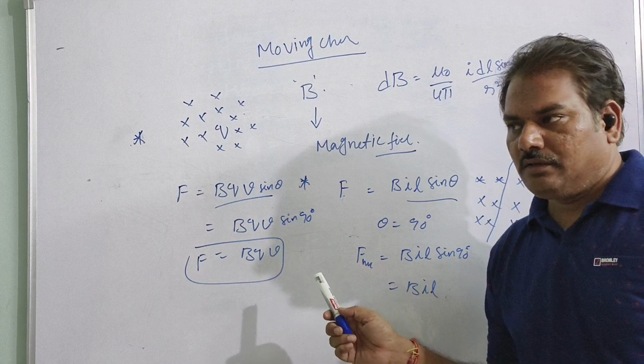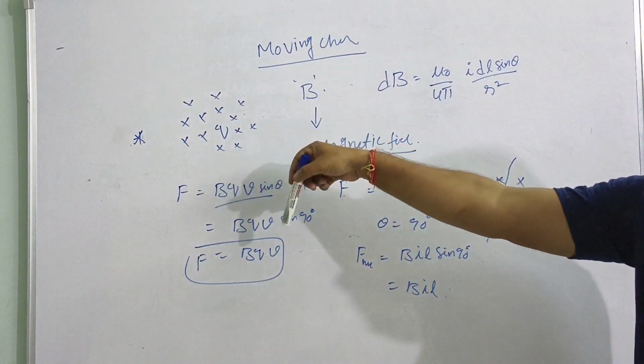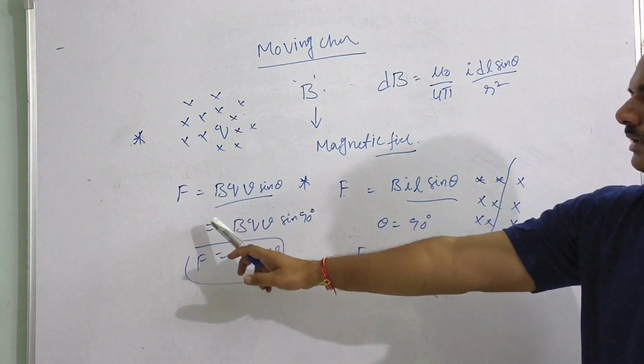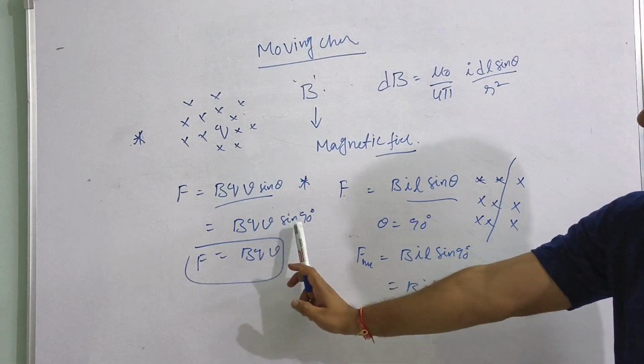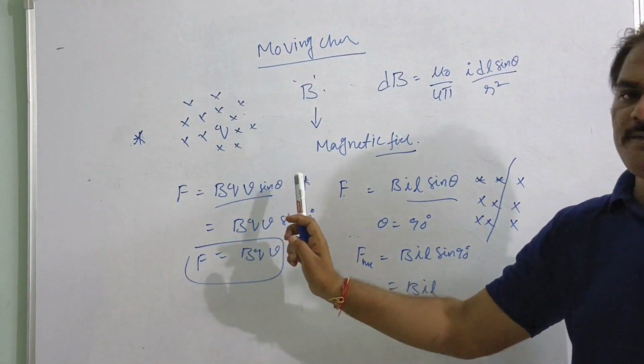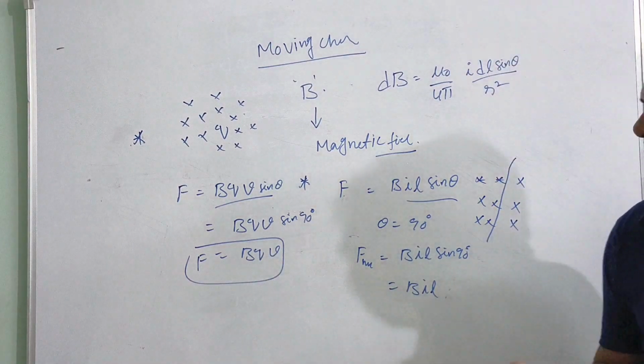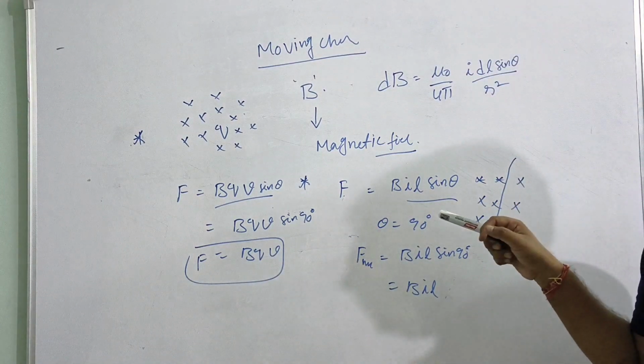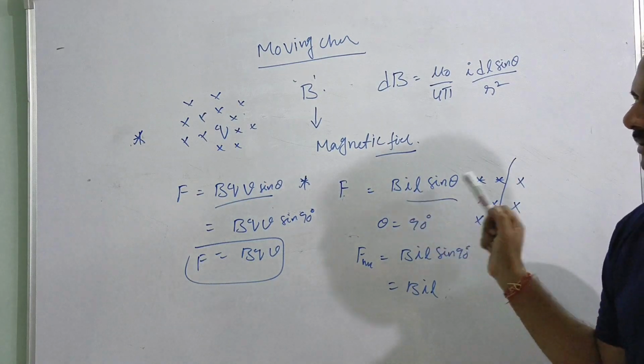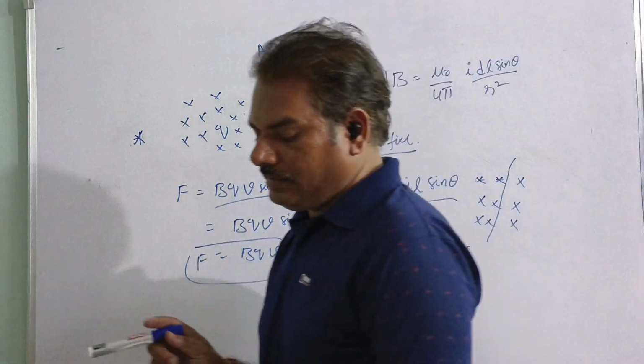If a charge is placed in a magnetic field, then force on the charge is BQV sin theta. If theta equal to 90 degree, then F equal to BQV. If a conductor is placed in a magnetic field, then force equal to BIL sin theta.